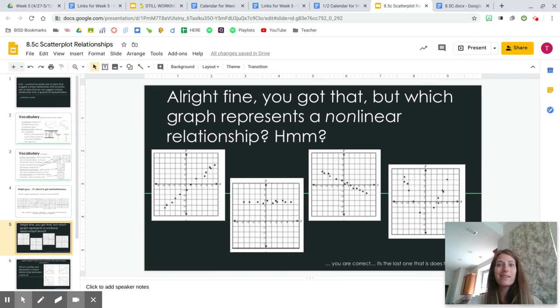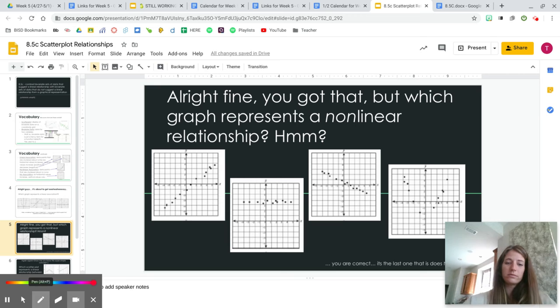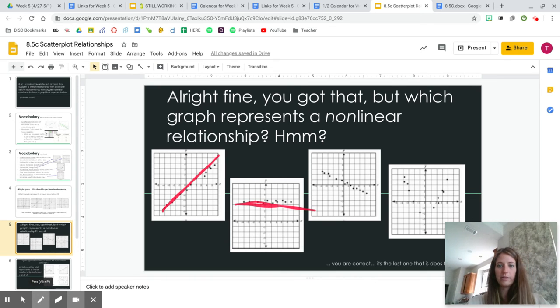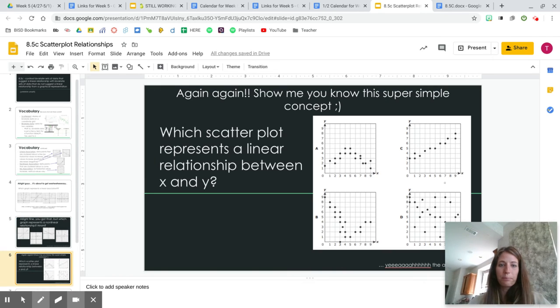Which graph represents a non-linear association or relationship? Well, this first one, straight line. Second one, straight line. Third one, negative, but straight line. Fourth one, parabola, non-linear association. Go figure. Okay. And then, once again, which scatter plot represents a linear relationship between X and Y?